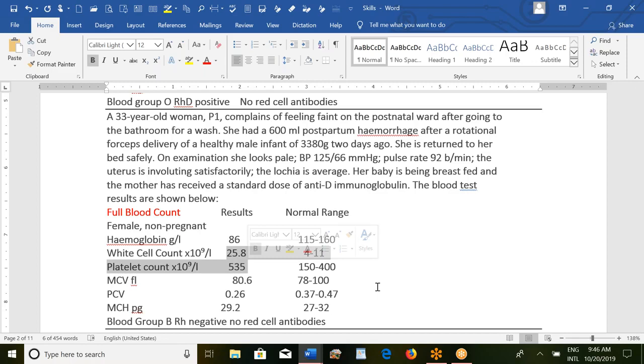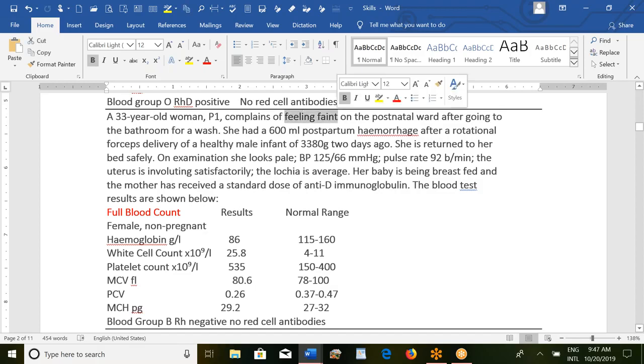Your opinion on platelets? What about the level of platelets? Yeah, it's 525, high. Thrombocytosis. So what do you suspect here? Yeah, thrombocytosis. What can be the cause of this? Due to hemorrhage, maybe.